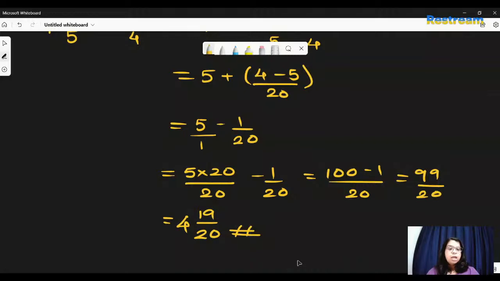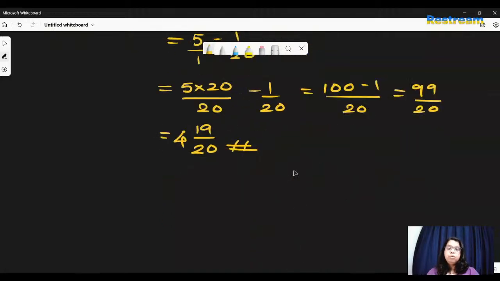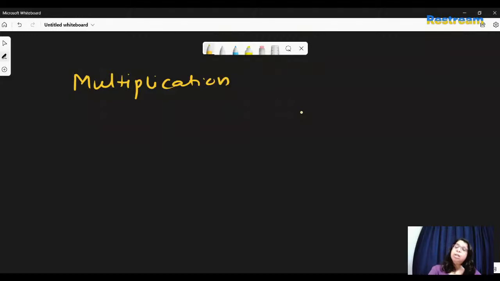Fine. After this, we are going to move to the multiplication. See, multiplication and division are the two major types which are repeated again and again. So for multiplication, rules are very easy. You have to multiply numerator with numerator and denominator with denominator. But at the same time, if you can simplify it any further, we are going to do that.